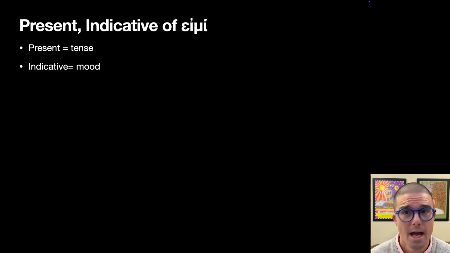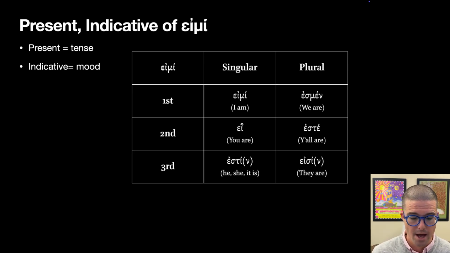If you are parsing a to be verb, a version of eimi, it's going to be just present indicative, person, number. Indicative again is our mood. The action is viewed as real. And this is what the forms of eimi look like in the present indicative. So we have eimi in the first person singular, which would be translated to English, I am. Ei in the second person singular, translated to English, you are.